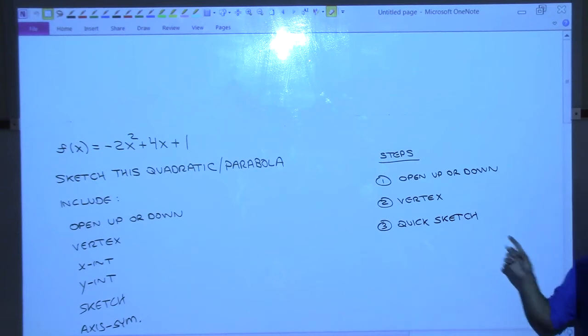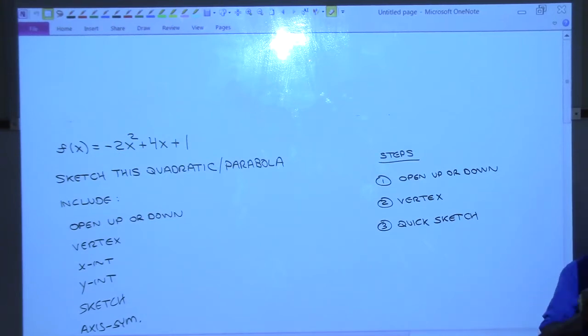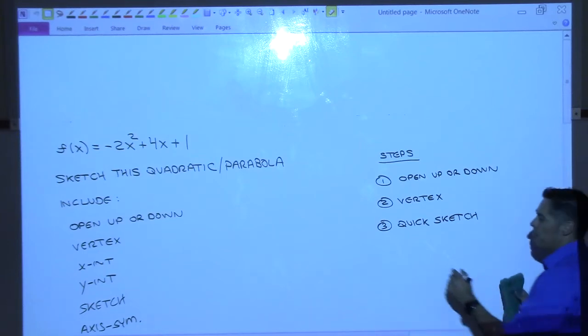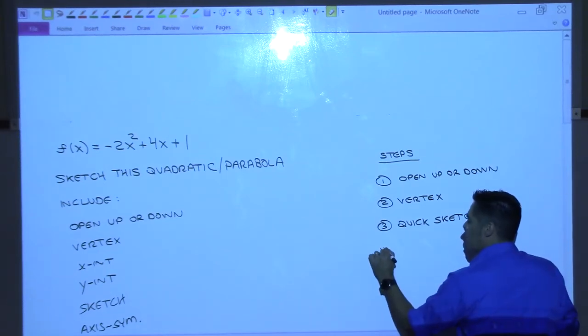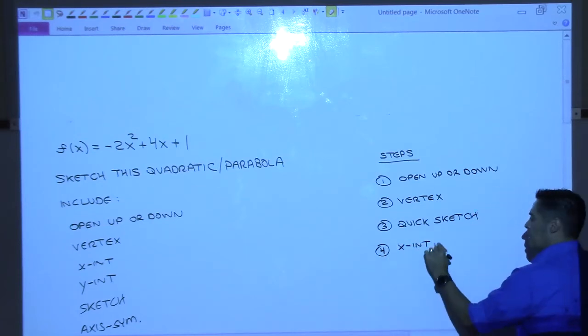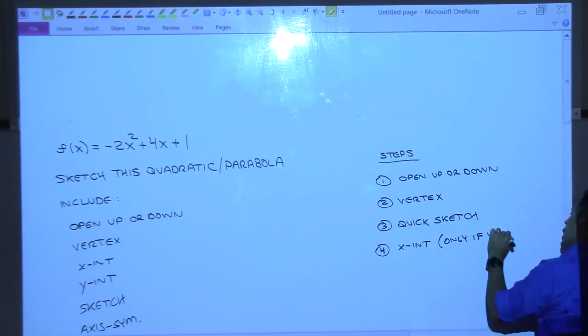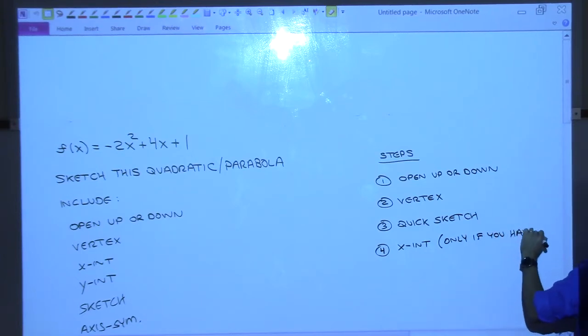Okay, we're going to do a quick sketch. We're actually going to draw it. After we know these two things, we're going to do a quick little drawing of what we have. And then from that, you should know whether or not you have X-intercepts or not. All right? So the fourth step is get the X-intercepts, only if you have them.